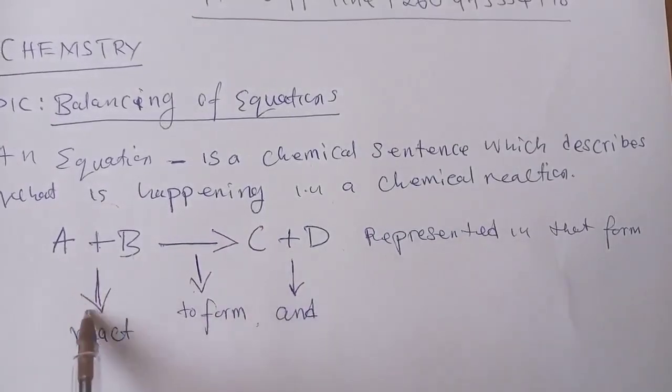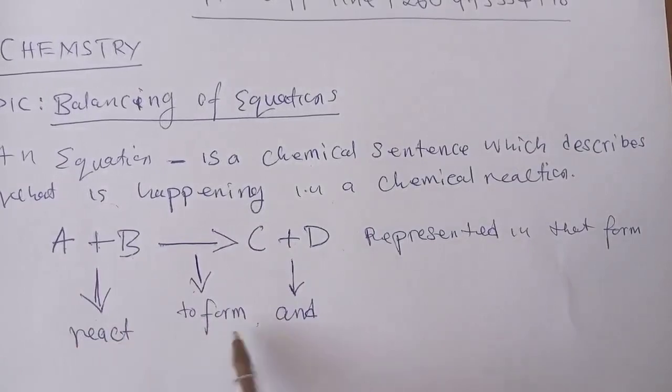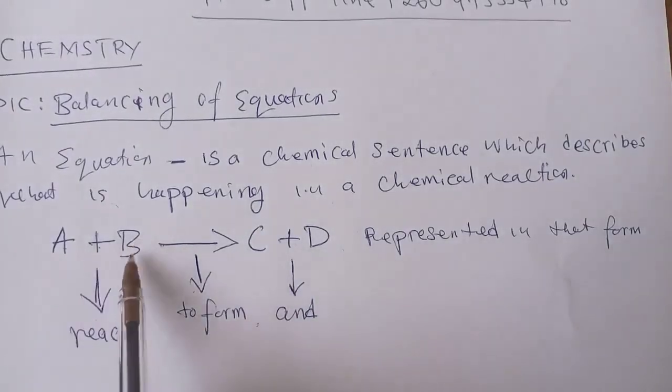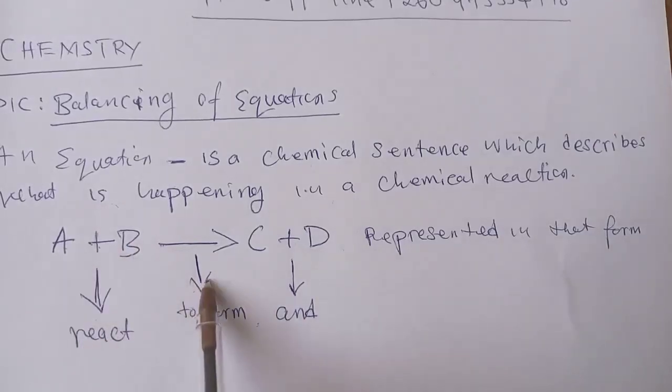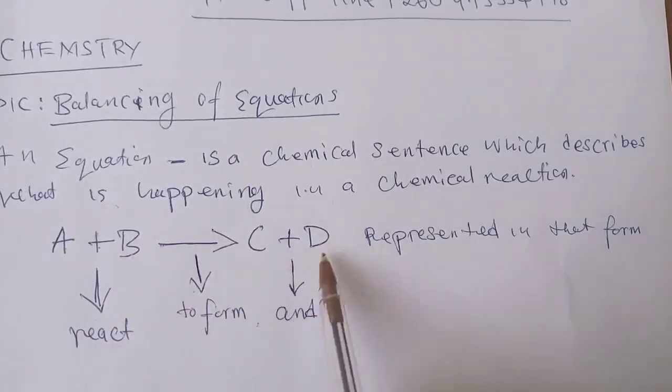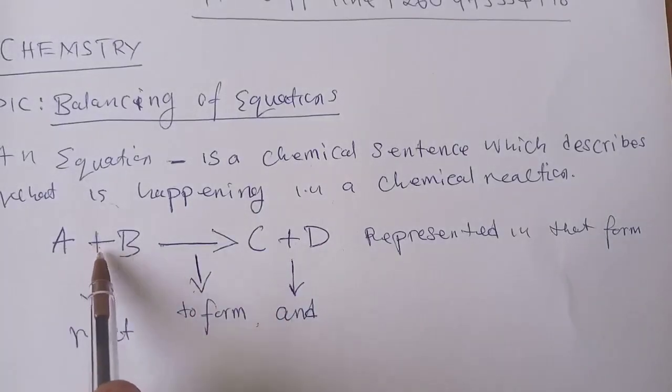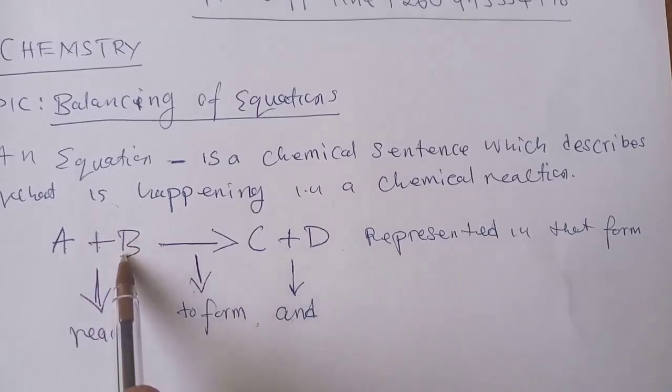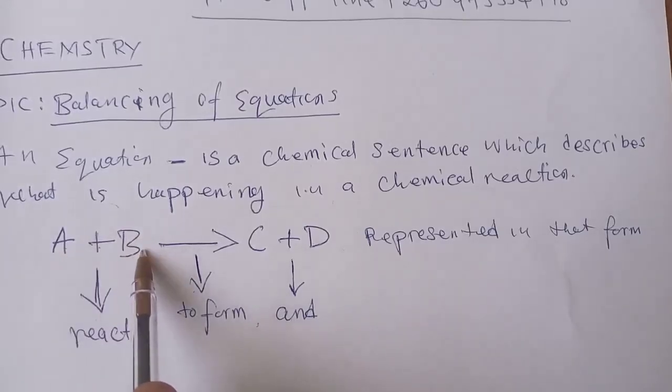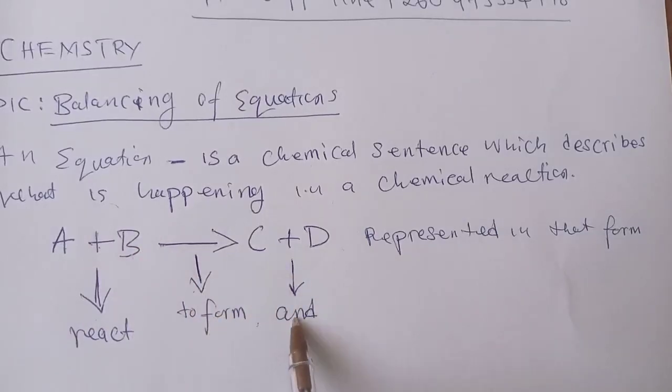This plus on the left hand side means to react. This plus on the right hand side means and. So this is the interpretation of this. It means that A and B react. This arrow means to form. So A and B react to form C and D. A reacts with what? With B. So A reacts with B to form C and D.